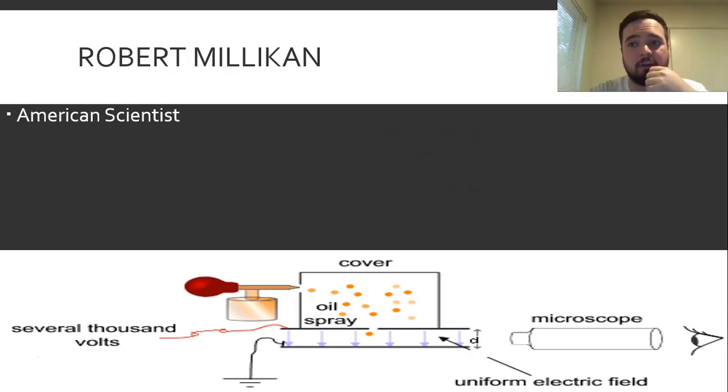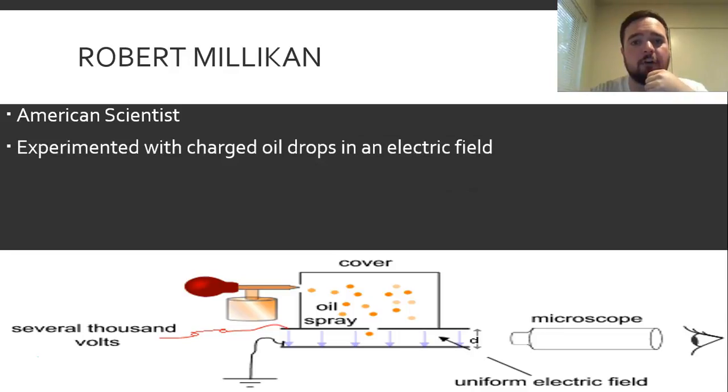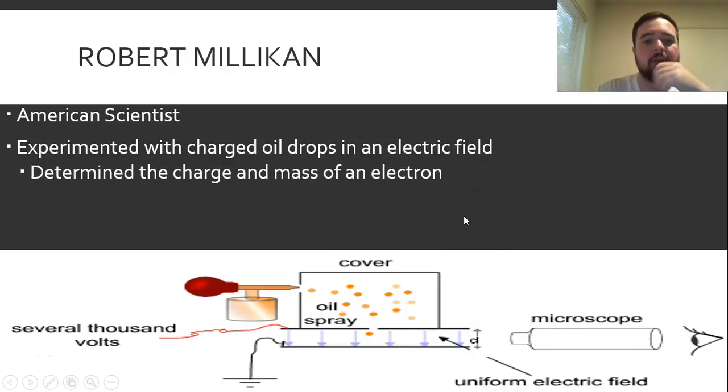Robert Millikan is where he starts kind of stepping it up a little bit. He was an American scientist. He experimented with charged oil drops in electric fields. The way this works is that he sprayed oil into a contained area, and he put an electric field between two pieces of metal. It was a uniform electric field. What he saw is that as he sprayed oil into it, particles would shift depending on their charge, and he was able to observe this through a microscope. So based off of that, he was able to determine the charge and mass of an electron.